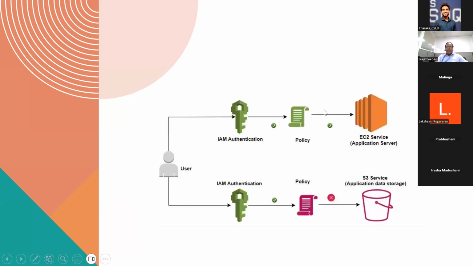Okay, here is a simple explanation. This user has authentication to use this with the policy document, able to access this EC2 instance. But at the same time, this user has an authentication policy where access is denied or not allowed to use this S3 bucket. See the difference? Hope you understand.